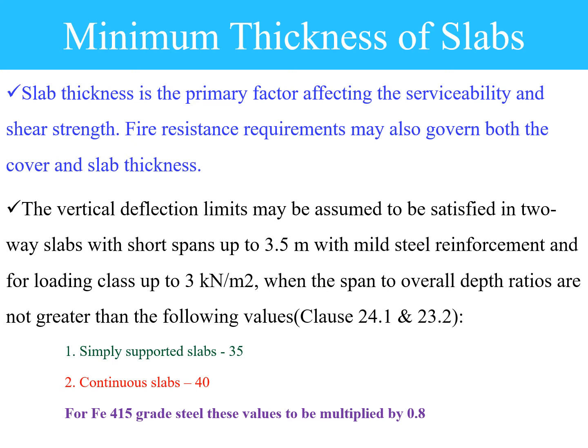As per clauses 24.1 and 23.2 of IS 456, for simply supported slabs the value is 35, and for continuous slabs it is 40. For Fe415 grade steel, this value can be multiplied by 0.8 because the steel is more brittle in nature. So I have to increase the cross section of my slab.